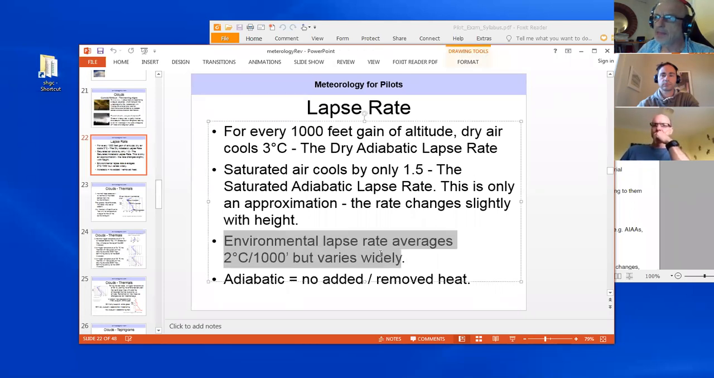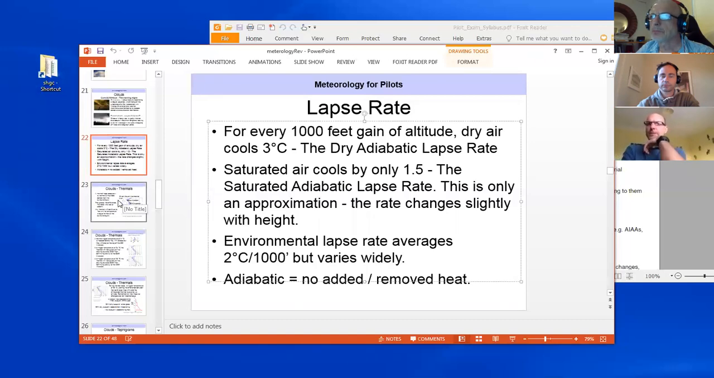The environmental lapse rate is 2 degrees per 1,000, but you don't need to know that as much, because, as you'll see in an example I give later, you're given environmental temperatures at different heights. So the ones you need to worry about are the 3 degrees and the 1.5.